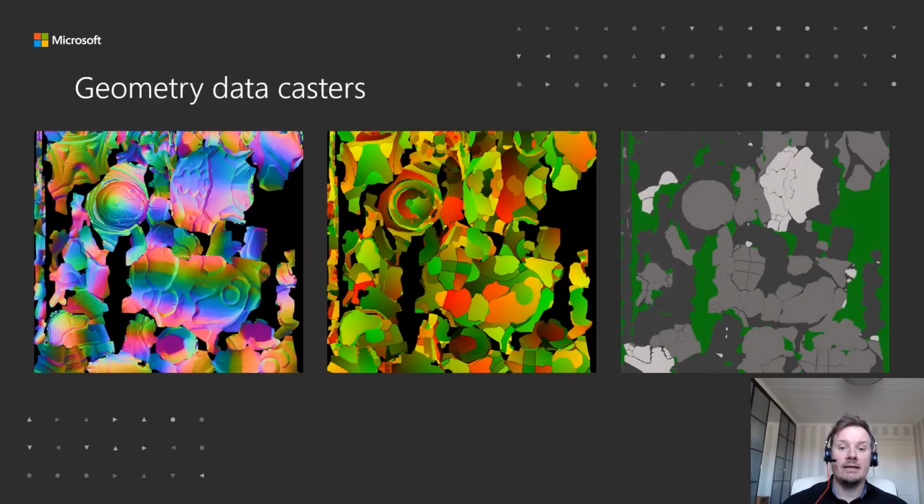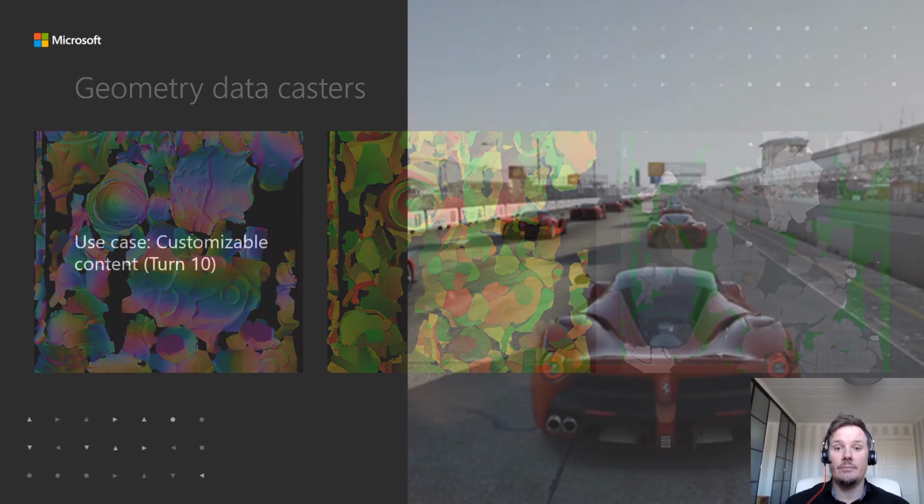So the next thing we added is geometry data casters. If you look at it like this, it might look a bit odd, but what it actually is, these are different maps that produce output that you can use if you want to put materials on a proxy after the creation. So we can cast tangent space normals, material maps into texture maps that you can then use if you want to do something in runtime, for example. And we have a case that actually did that.